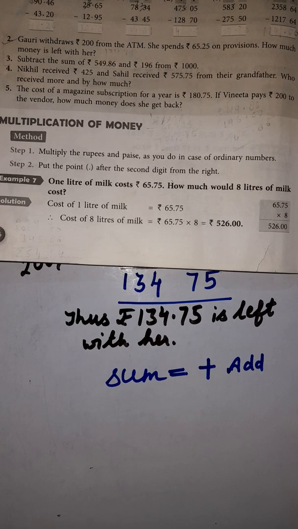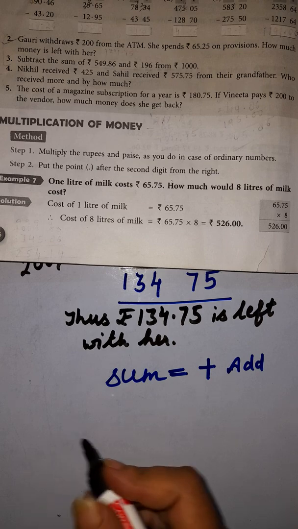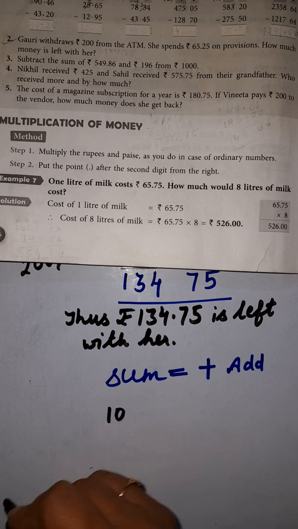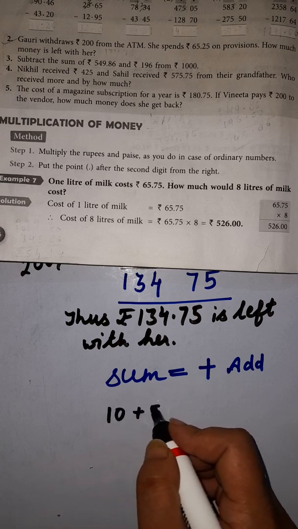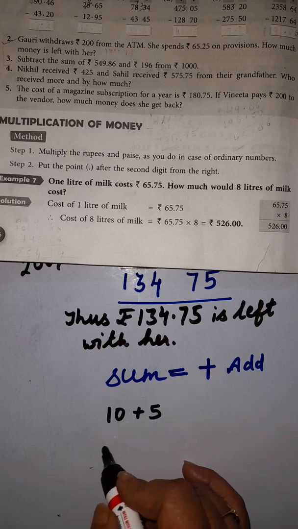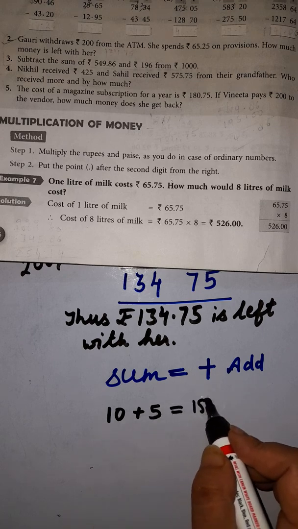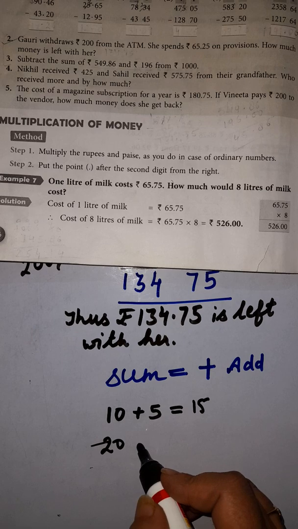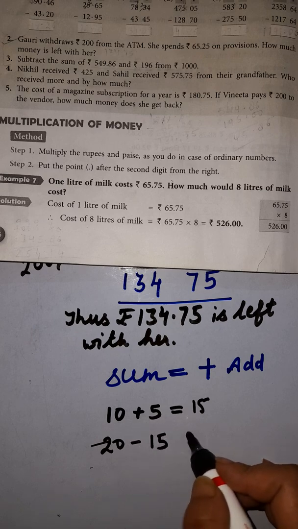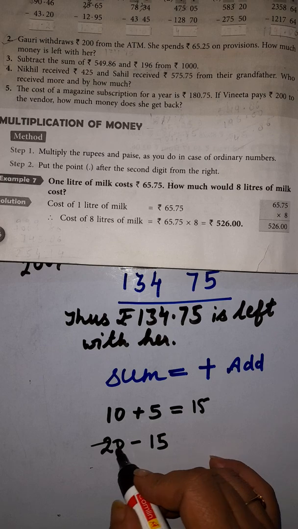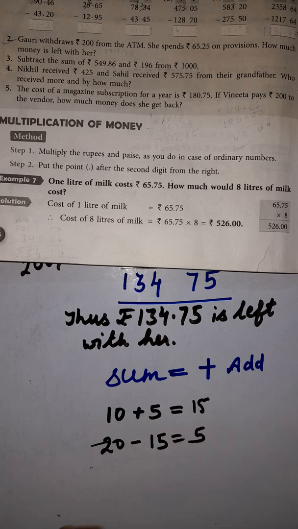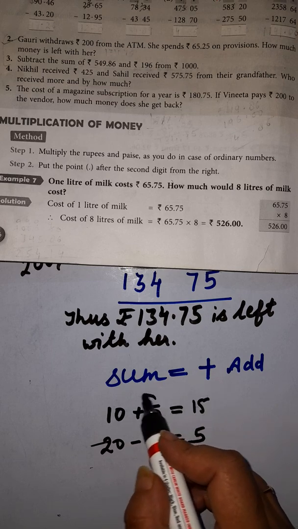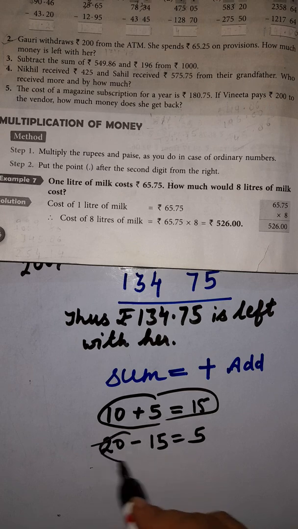Okay. What I told you, that you bought chocolate for 10 rupees and toffees for 5 rupees, and how much money do you have? This is 15, and how much money do you have? 20. So how much money is left? 20 minus 15, 15 subtracted from 20. So which operations have you done here? First addition, after that subtraction.